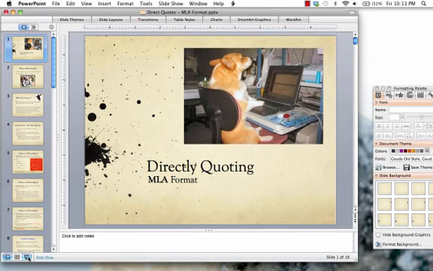And that's everything that you need to know about directly quoting in MLA format. Again, if there was anything left out, which you might find exceptions, you need to consult the MLA style guide at Purdue's OWL Writing Lab and/or ask your teacher.